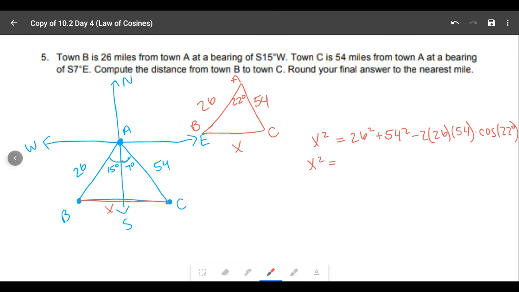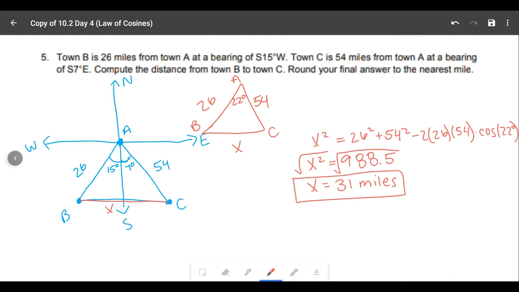X squared should give me about 988.5. And so X should be approximately 31 miles. So towns B and C are about 31 miles away from each other.